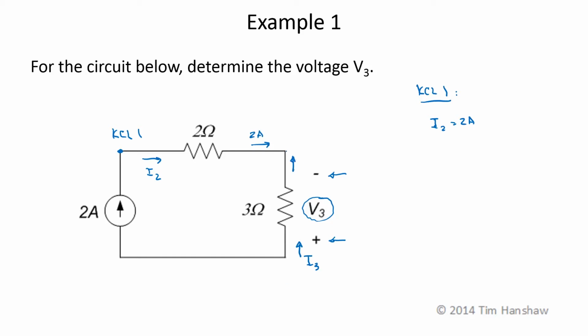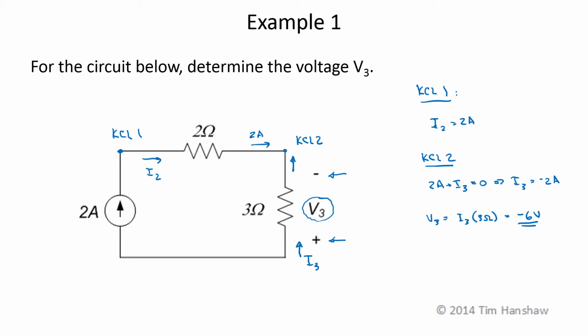I3 has been defined positive this direction, so if we do KCL here, and sum positive currents entering the node, 2 amps plus I3, because they're both going into the node, are equal to 0, so I3 is equal to negative 2 amps. So finally, V3 by Ohm's law is equal to I3 times 3 ohms, which is equal to negative 6 volts. Negative 2 times positive 3. So V3 is negative 6 volts, so we have a positive 6 volts with the alternate polarity.